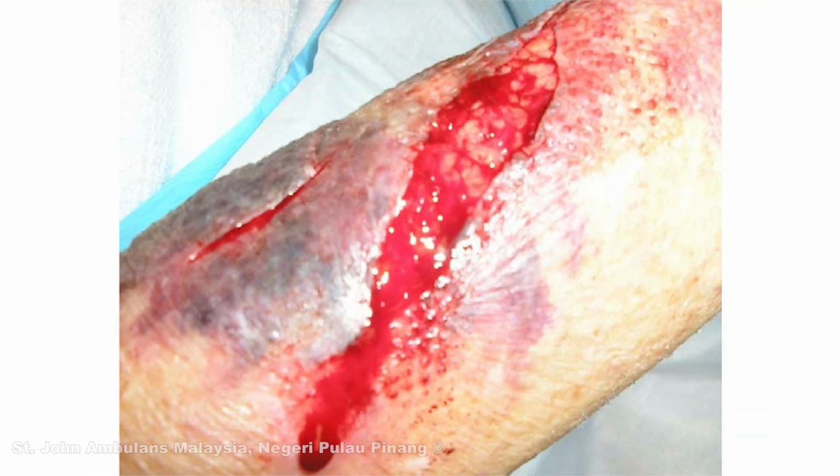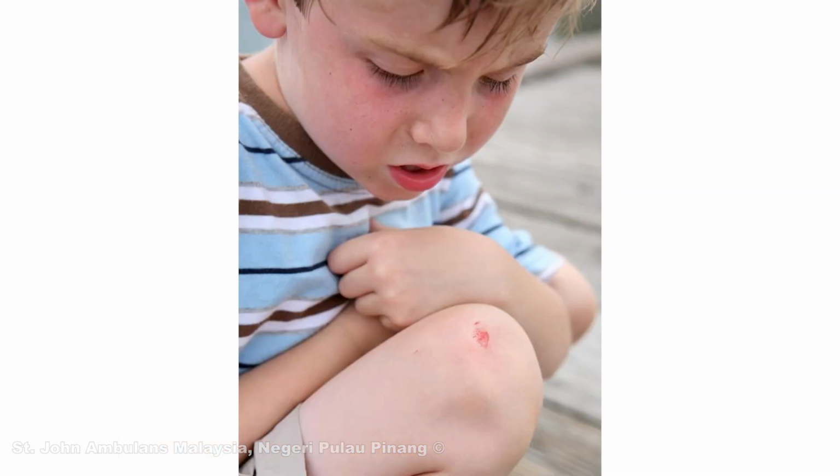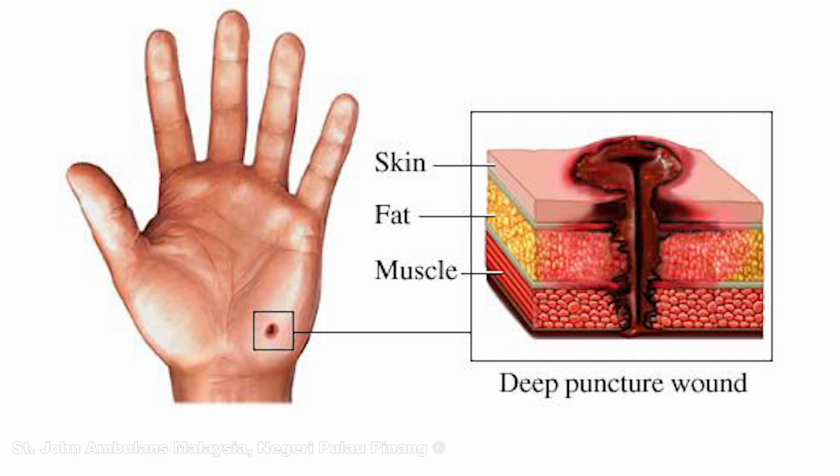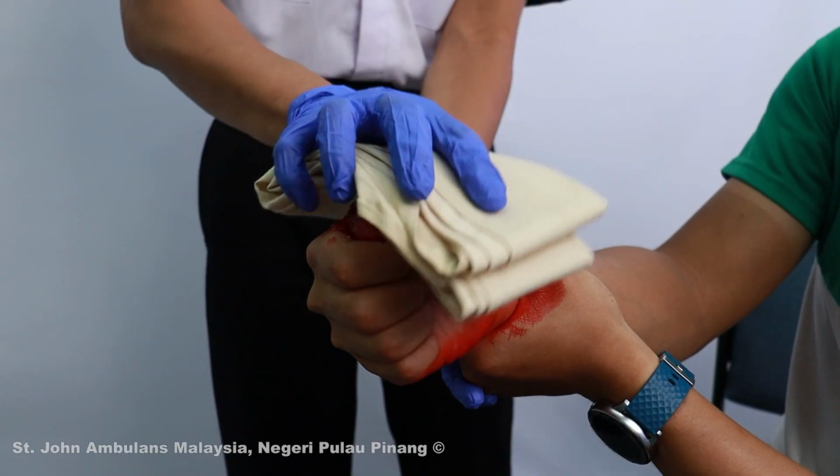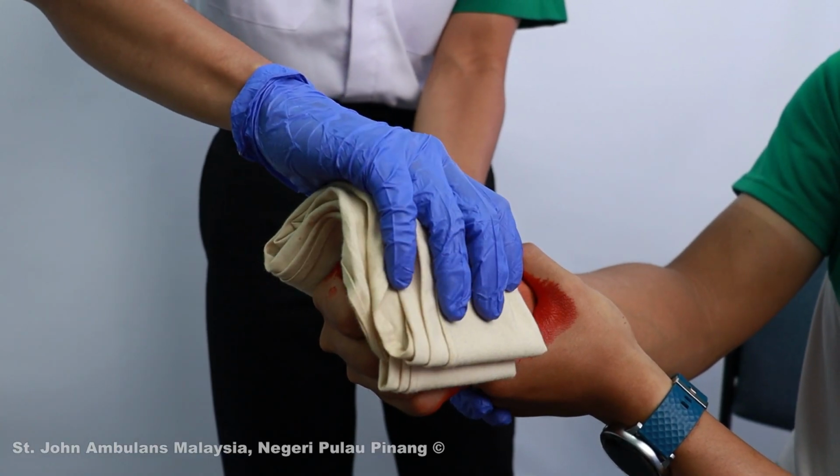Wound is injury causing the damage to the skin. Also, we have learned the type of wound, which are incise wound, laceration, abrasion, contusion, puncture wound, stab wound, and gunshot wound. Furthermore, we also learned to stop bleeding, which is apply pressure and elevate the injured part above the heart level.